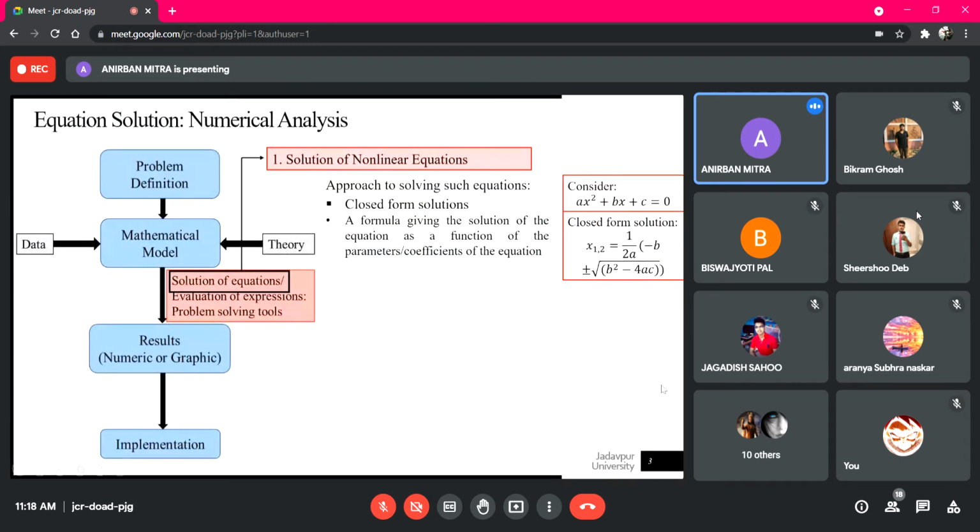So let's move forward. Now, similar closed form solutions, expressions, or you can say formulas also exist for cubic and quartic polynomial equations, that is, equations containing x cubed and x to the power 4 terms.